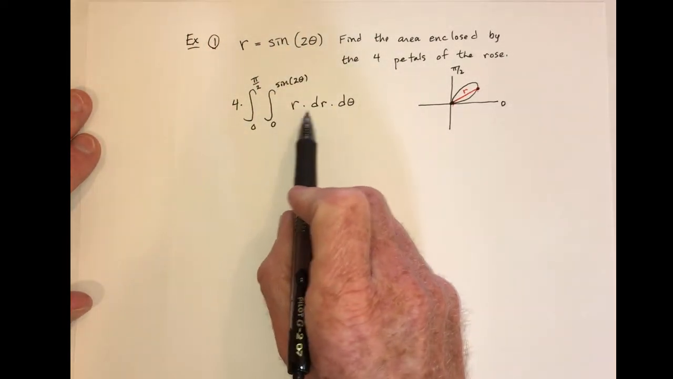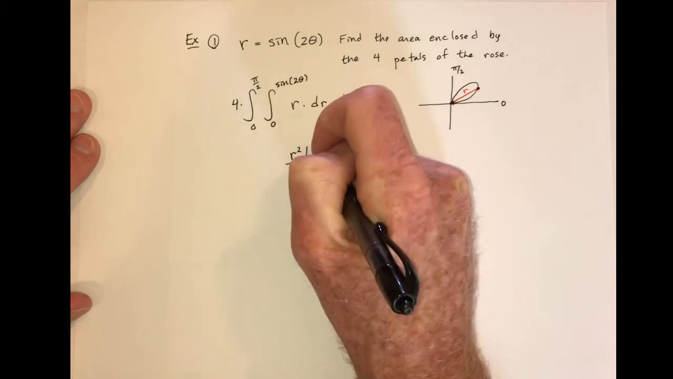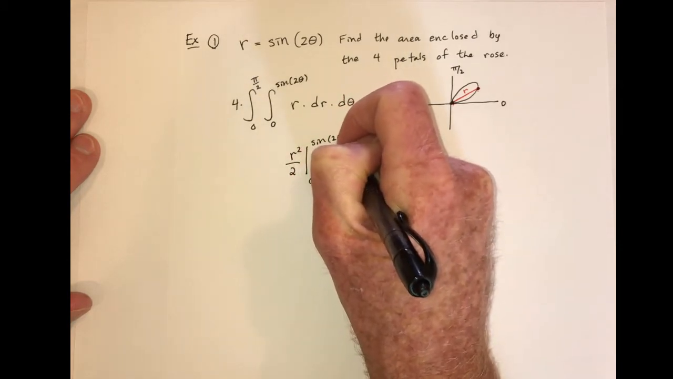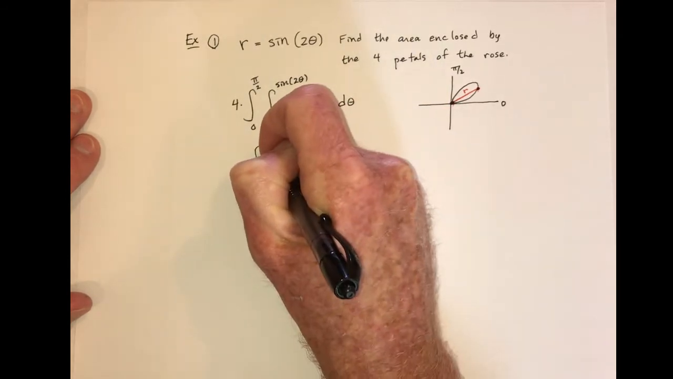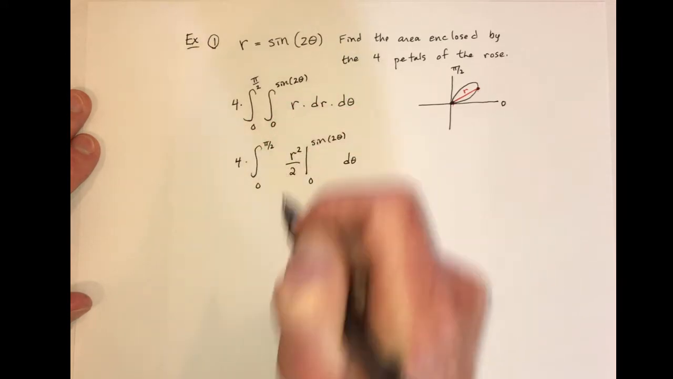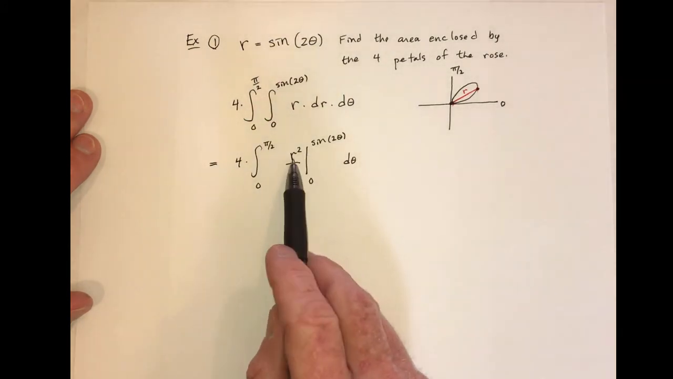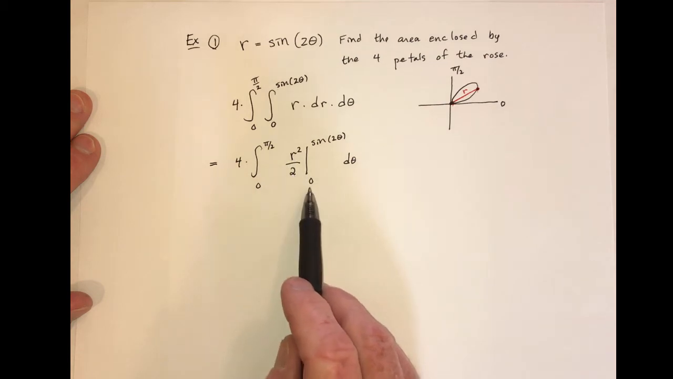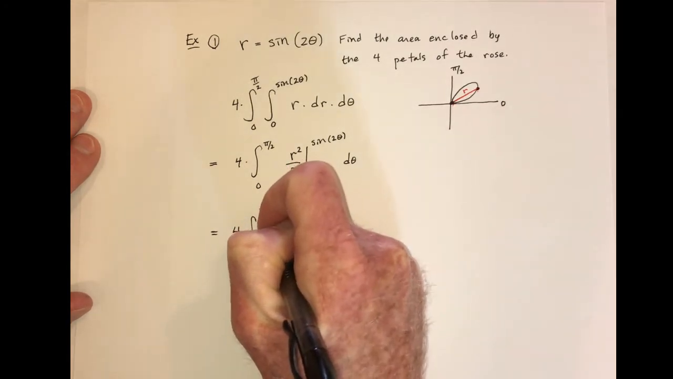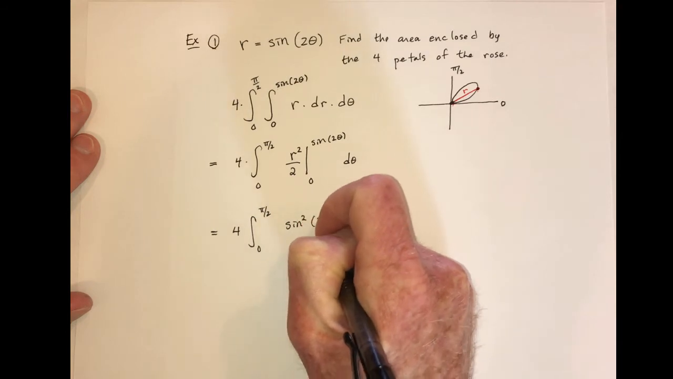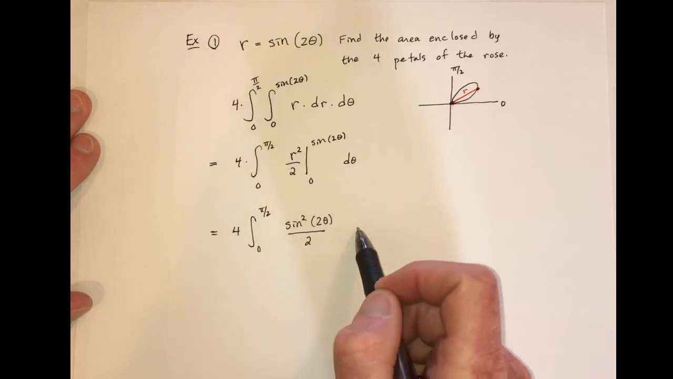Now go ahead and integrate r with respect to r. So that's going to be r squared over 2, evaluated from 0 to sine of 2 theta. And then d theta, integrating from 0 to pi over 2, and still multiply by 4. So when you substitute this in, it's going to be sine squared of 2 theta over 2, and then this will be 0. So it's sine squared of 2 theta over 2 when you substitute this limit in, and then minus 0.